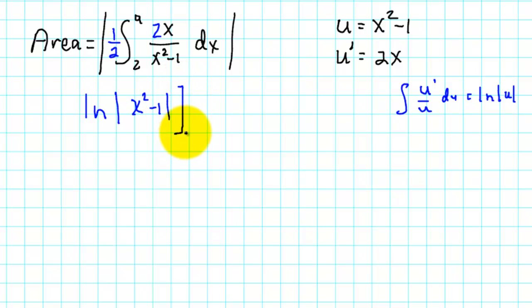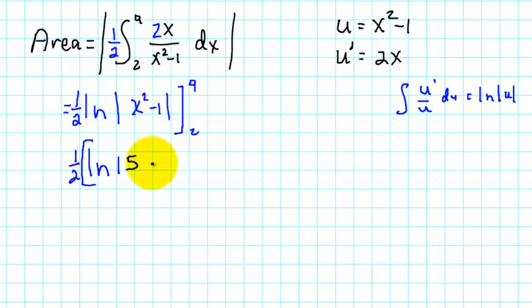And we need to evaluate this between 2 and 4. Again, at the end, if this comes out to be a negative number, we will take its absolute value. So to calculate here, we have the ln of, now 4 squared minus 1 is 15. I forgot, we have our constant out front, so this should have been a 1/2 here.